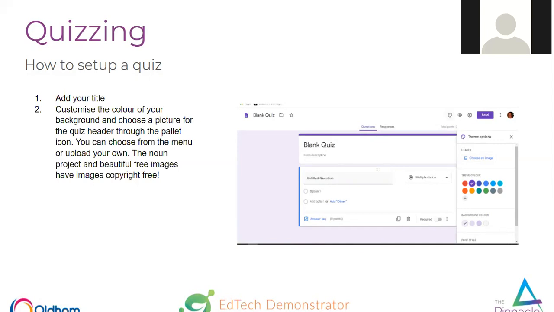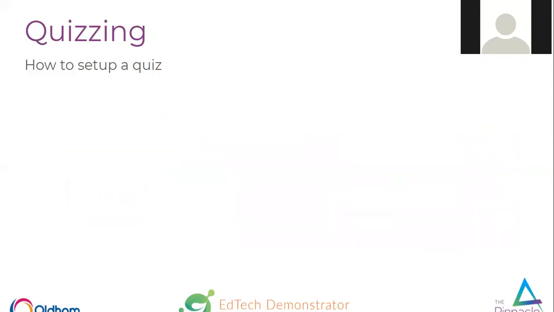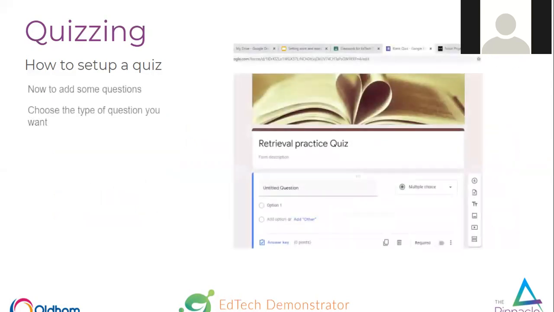You can upload from Google. There are free websites out there. Obviously, for copyright issues, we need to be careful with this. Unsplash.com, which has beautiful free images, and the Noun Project have great free images that you can download and then put into your quizzes. So once you've done your theme, here's my theme, a nice book.